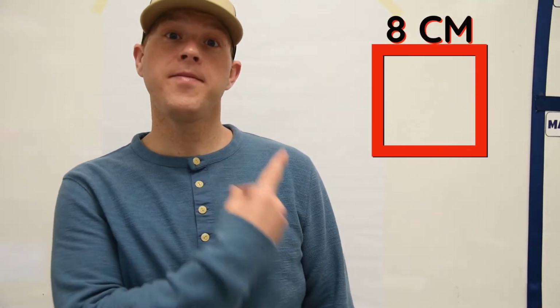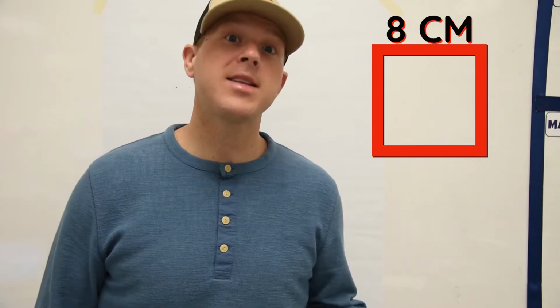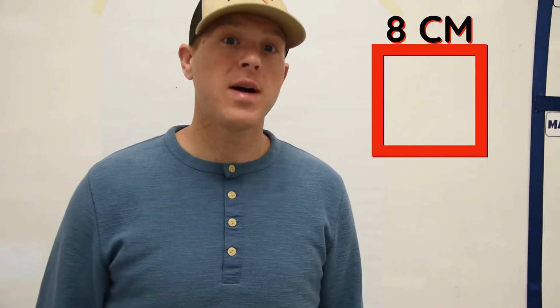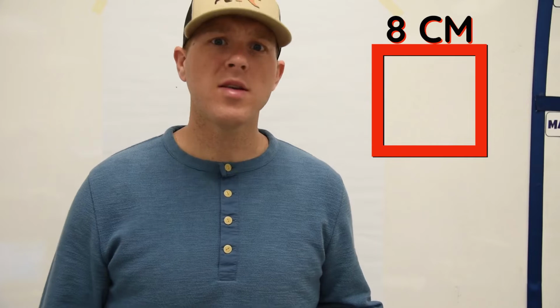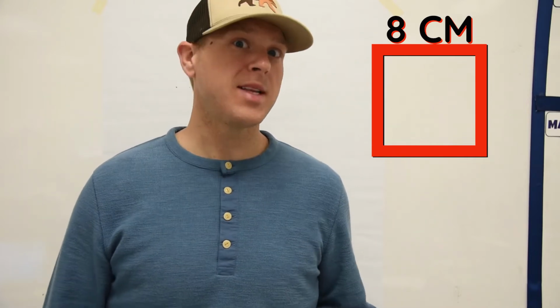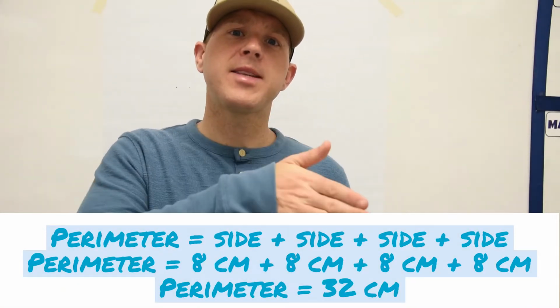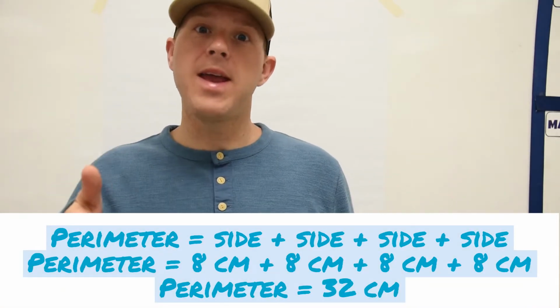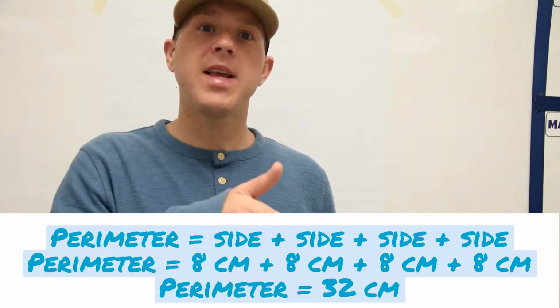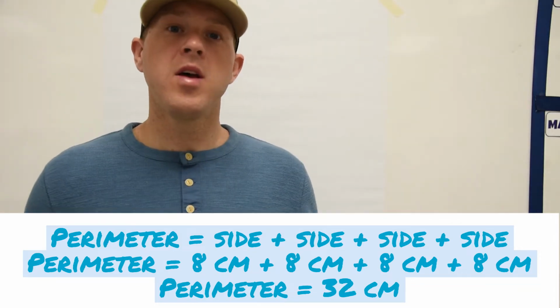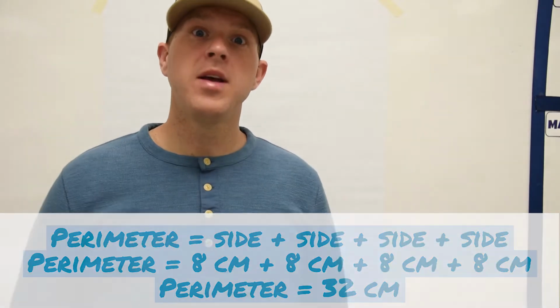So example number 1, we have this square with 8 centimeters as a side. Well, what do we know about a square? Well, a square, all sides are the same length. So if one of them is 8 centimeters, all of them are 8 centimeters. So if we were to find the perimeter, we would do side plus side plus side plus side, which would be 8 centimeters plus 8 centimeters plus 8 centimeters plus 8 centimeters, or 32 centimeters. So that's the perimeter of a square. All you need is one side length of a square, and you can find the perimeter of the whole thing.